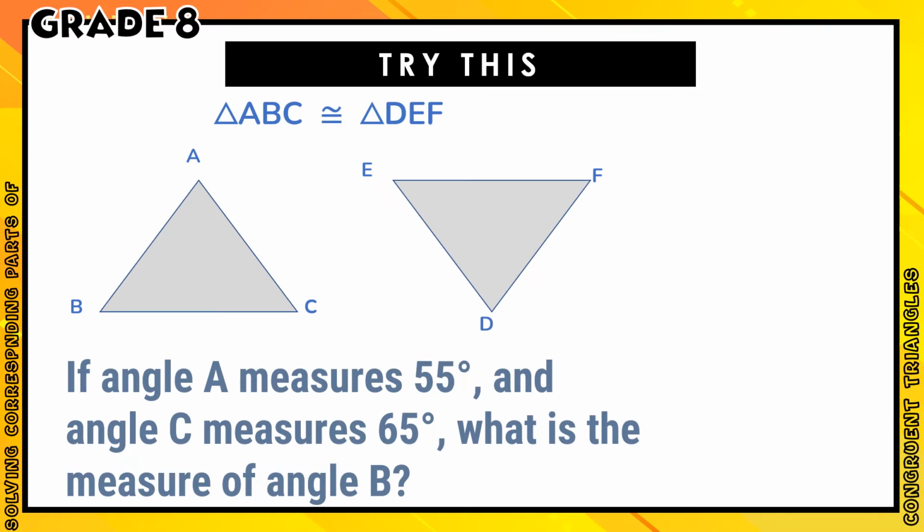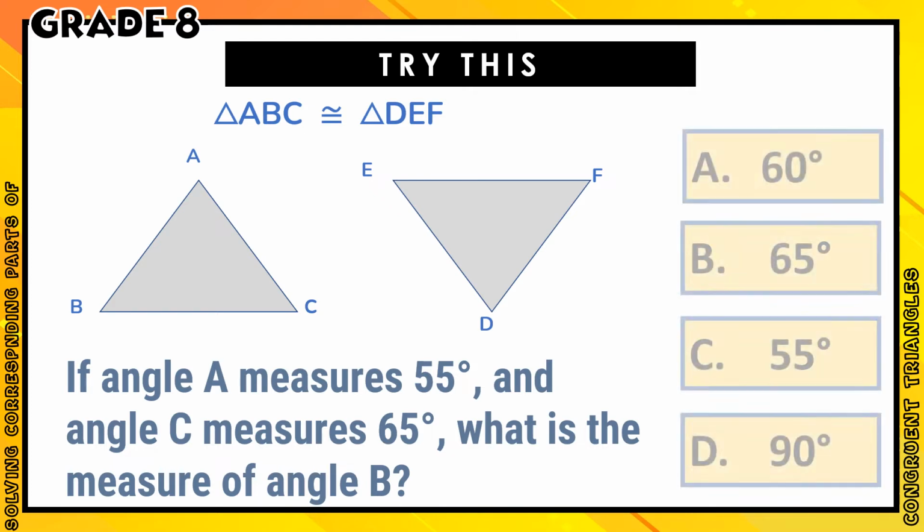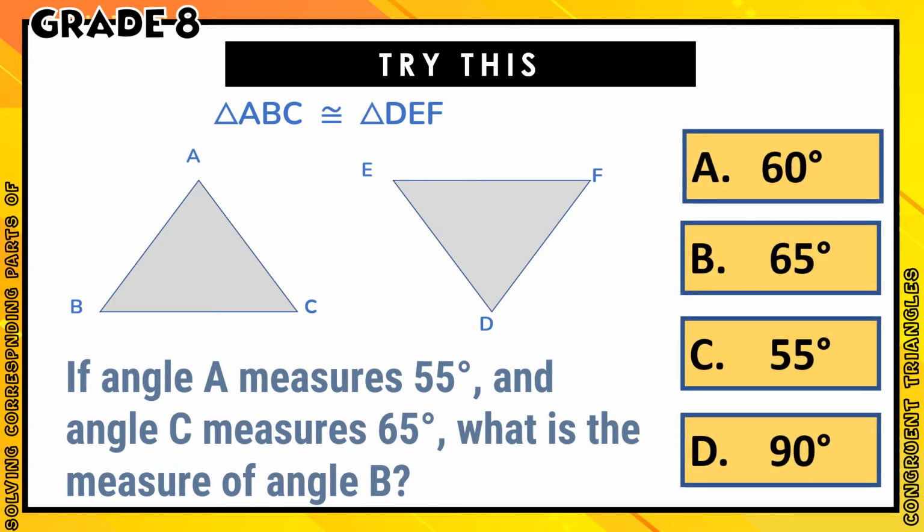Okay, next. If angle A measures 55 degrees and angle C measures 65 degrees, what is the measure of angle B? Is it A, B, C, or D? The answer is letter A, 60 degrees. Because if we add 55 degrees, 65 degrees, and 60 degrees, the answer is exactly 180 degrees.